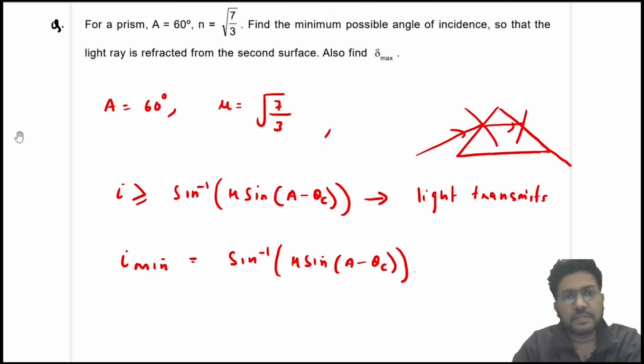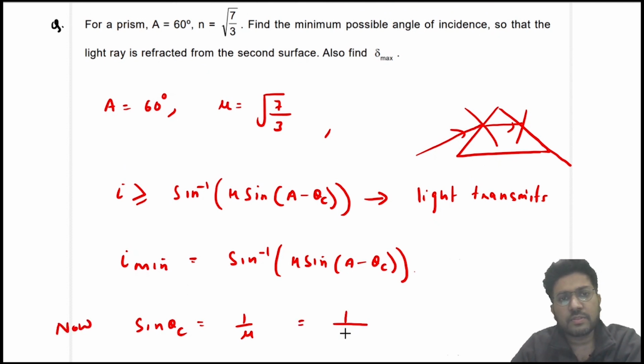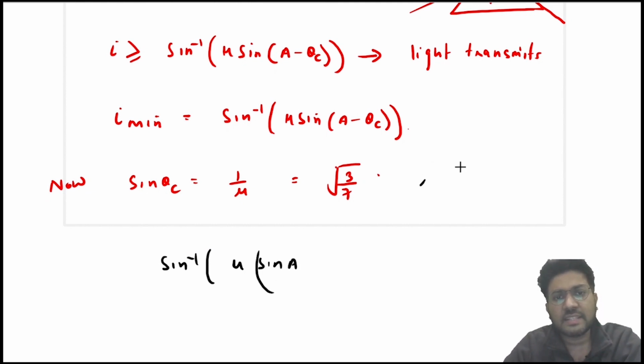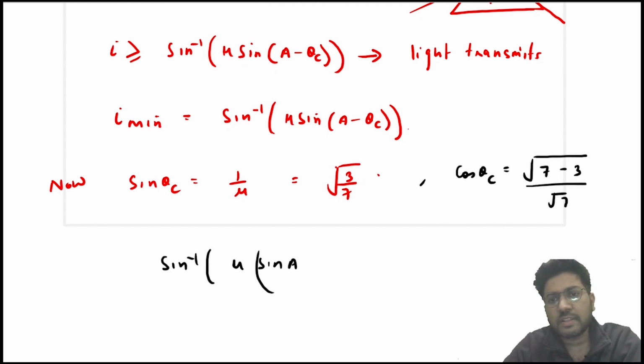So now see, you know that sine theta c is 1 by mu, right? So sine theta c is equal to 1 by root 7 by 3, that is equal to root 3 by 7. So this is the value of sine theta c, right? And sine inverse mu sine A minus theta c will be how much? So I will write sine inverse mu sine A cos theta c. Now what is the value of cos theta c? If sine theta c is root 3 by 7, then cos theta c will be equal to root over 7 minus 3 divided by root 7, that is 2 by root 7.